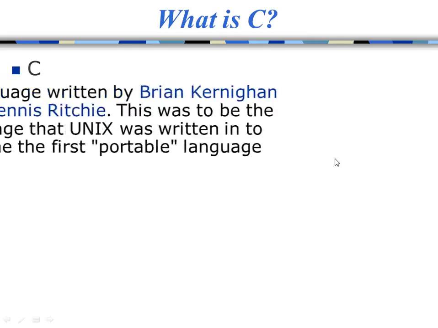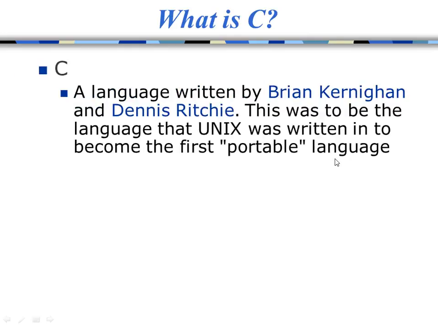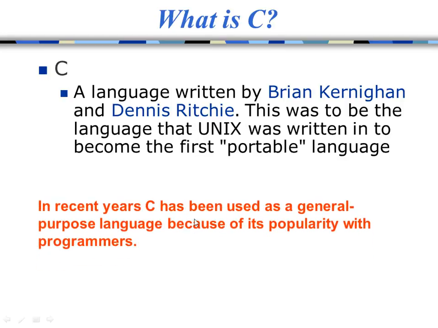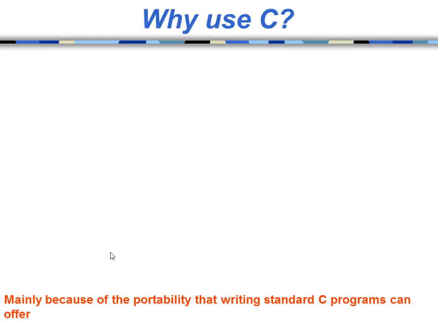What is C? C is a language written by Brian Kernighan and Dennis Ritchie. This was to be the language that Unix was written in, to become the first portable language. Unix is the operating system, the first operating system made in C language. In recent years, C has been used as a general purpose language because of its popularity with programmers.